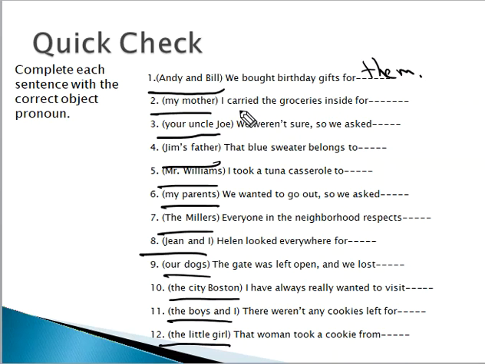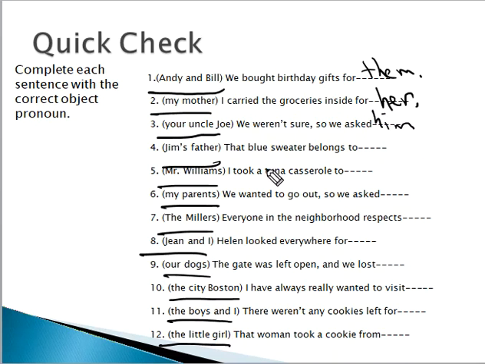How about my mother? I carried the groceries inside for a female. So, for her. Your Uncle Joe. Now, the sentence starts with, we weren't sure. So we asked, what can you replace your Uncle Joe with? One person, a male. So him fits perfectly here.